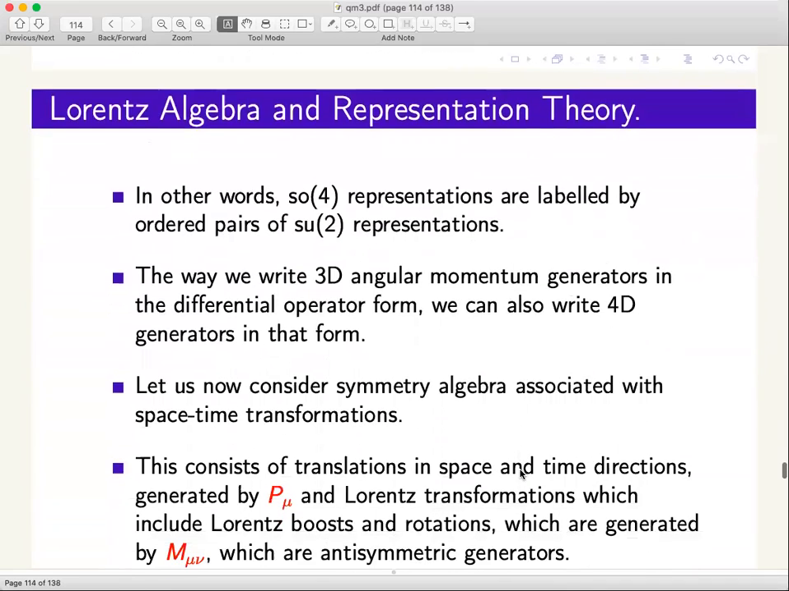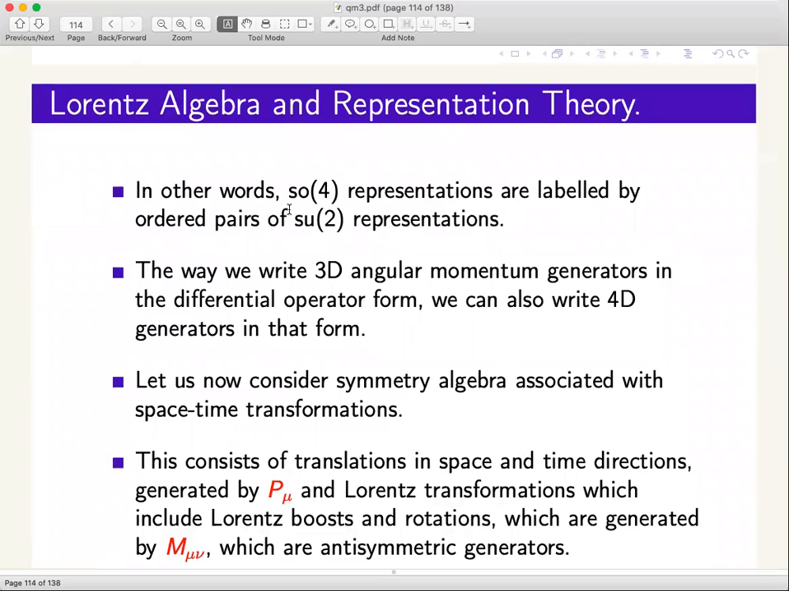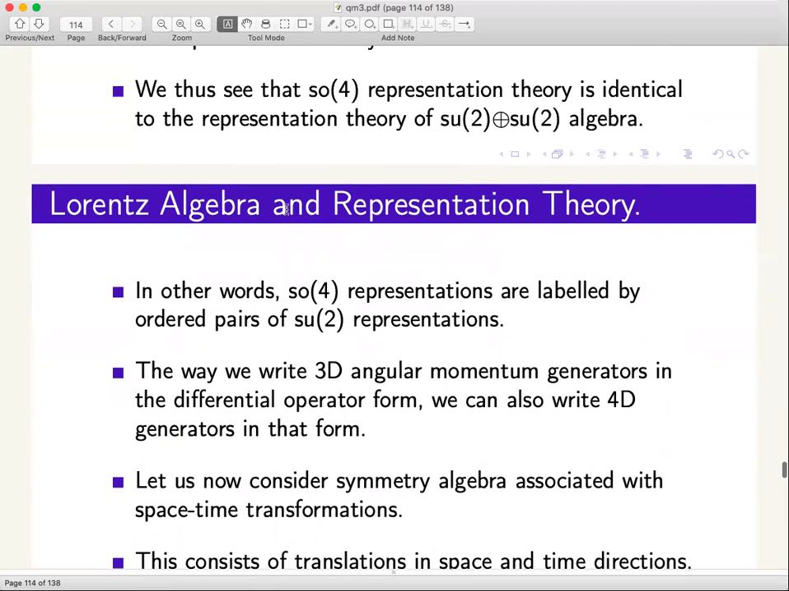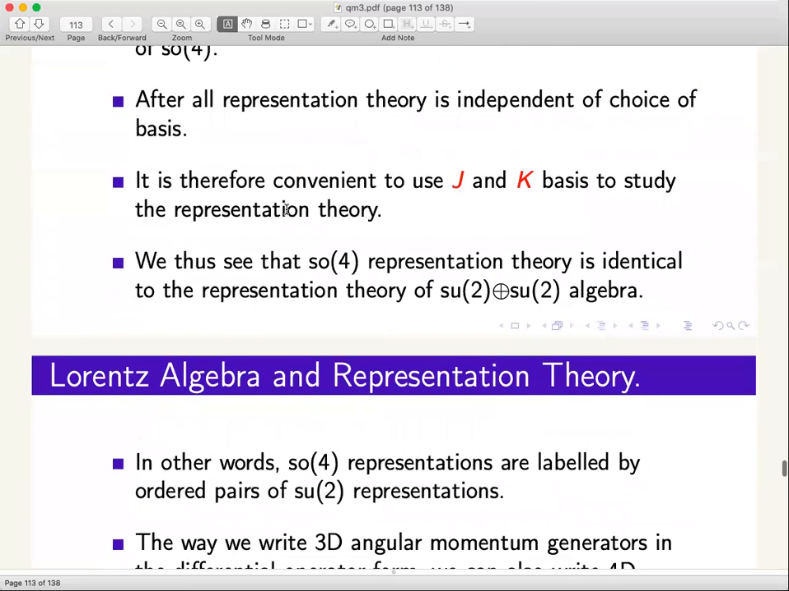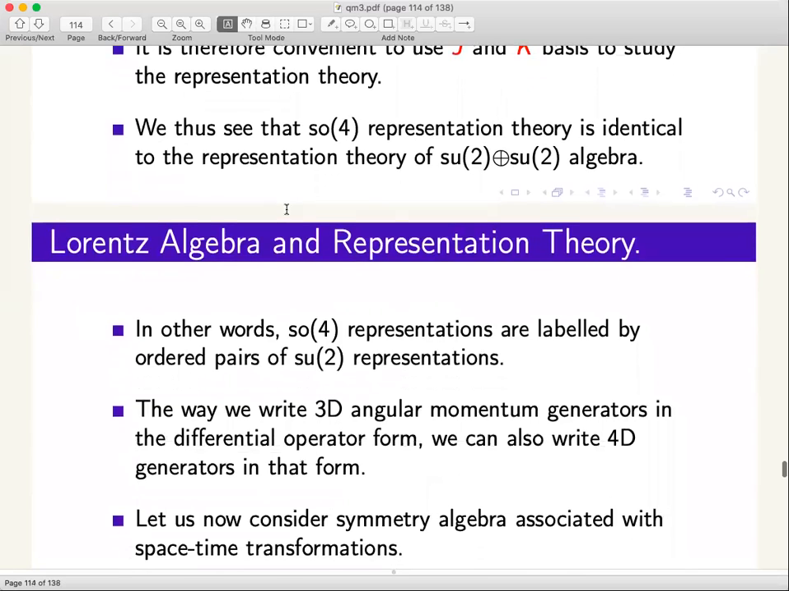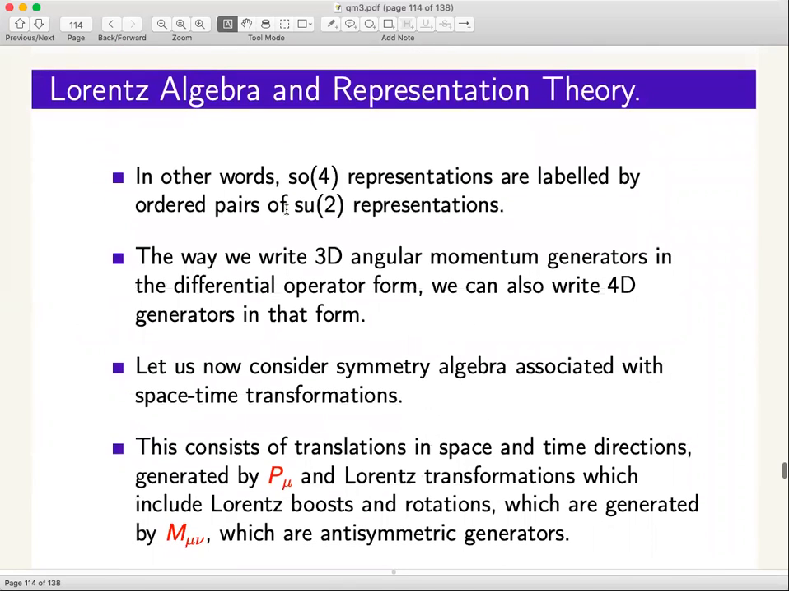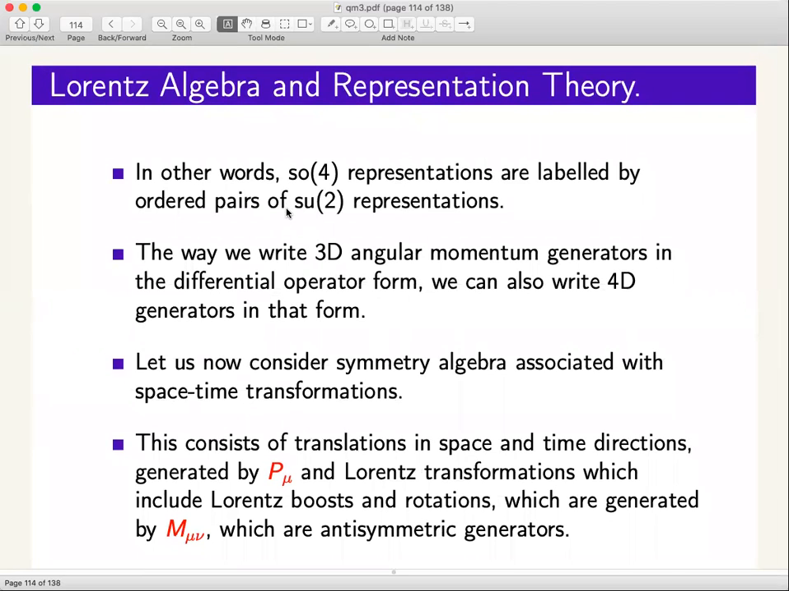So in other words, SO4 can be labeled as just an ordered pair of SO2 representations. So we know completely what the representation theory of the SO4 algebra is without doing any work. By realizing that they can be written in terms of J and K form, normally you would have landed up with M and N form as an SO4 algebra, but by taking an appropriate linear combination, you go to J and K form, and then you realize that that is just 2 copies of SO2 and your job is done instantly.